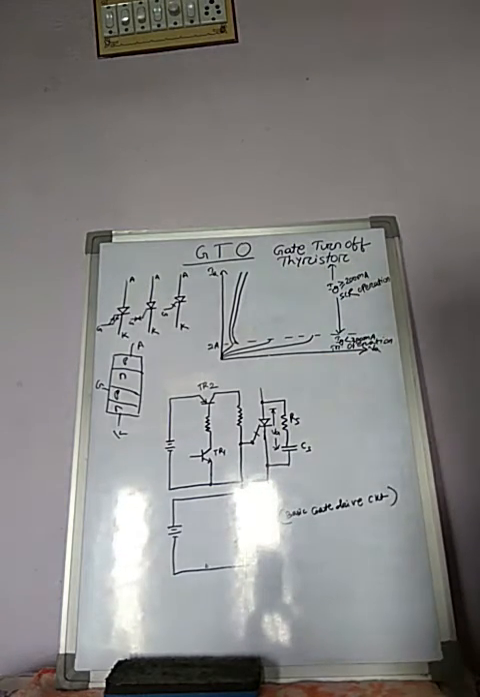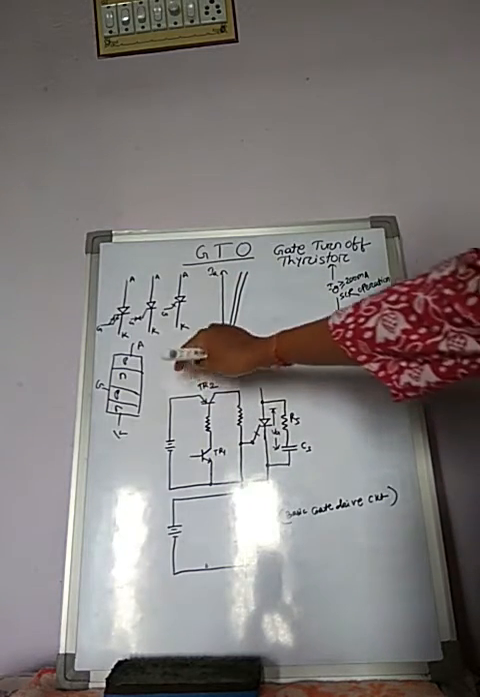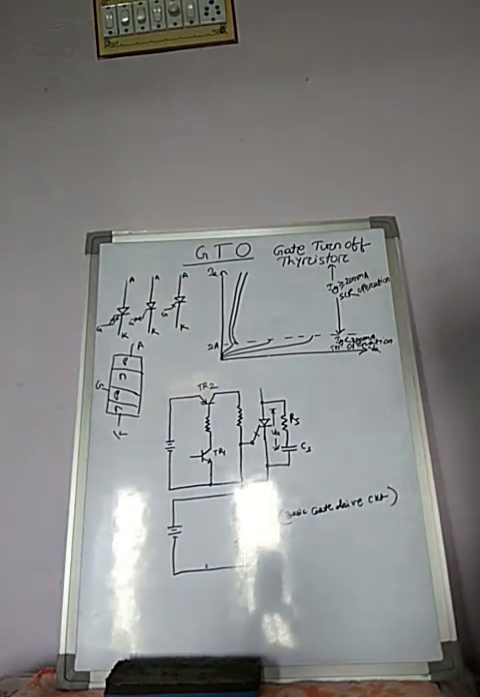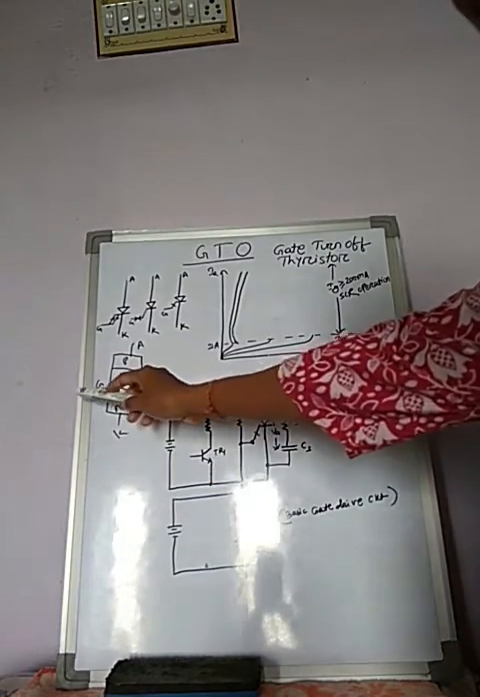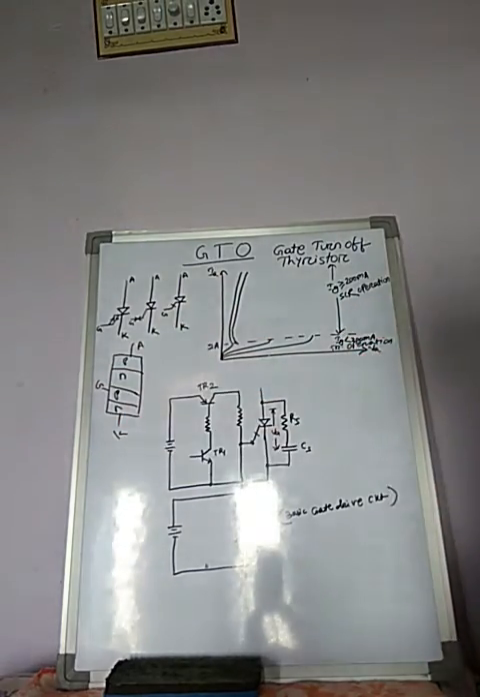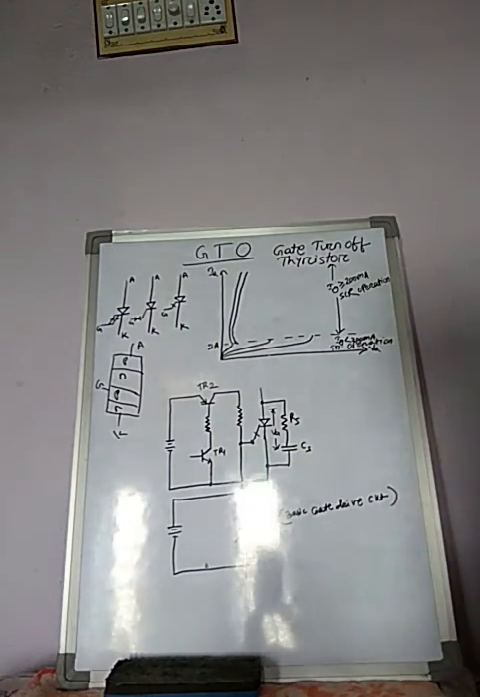It can be turned on like an ordinary thyristor. How does an ordinary thyristor turn on? When we apply anode positive with respect to cathode, the device is in forward blocking mode. When we apply a positive gate signal, current from anode to cathode starts flowing, and the device is in forward conduction mode, that is, the on state. So a GTO also turns on like an ordinary thyristor by a positive gate current.